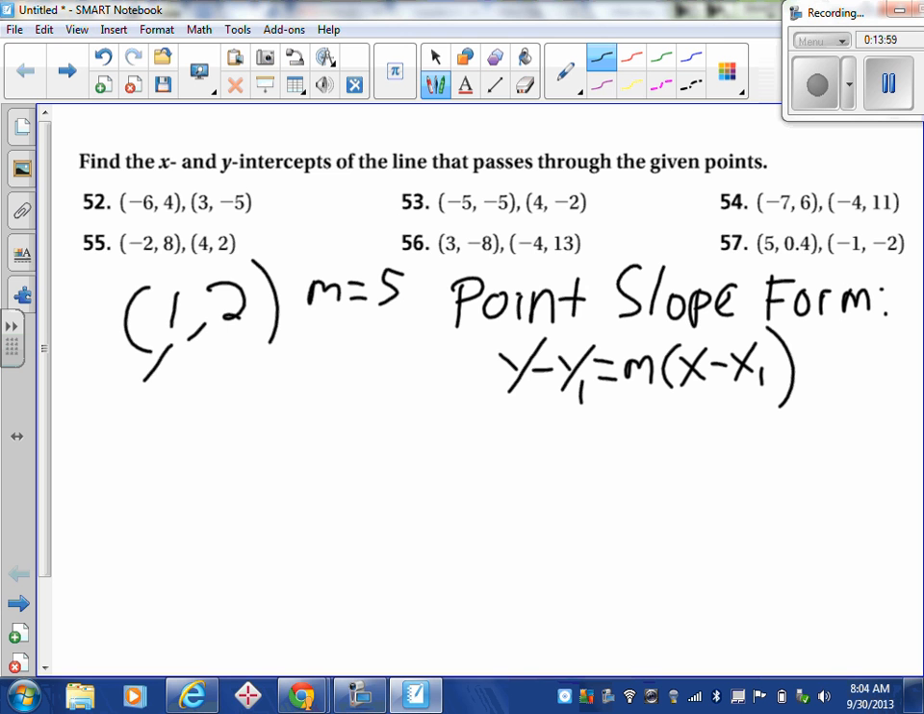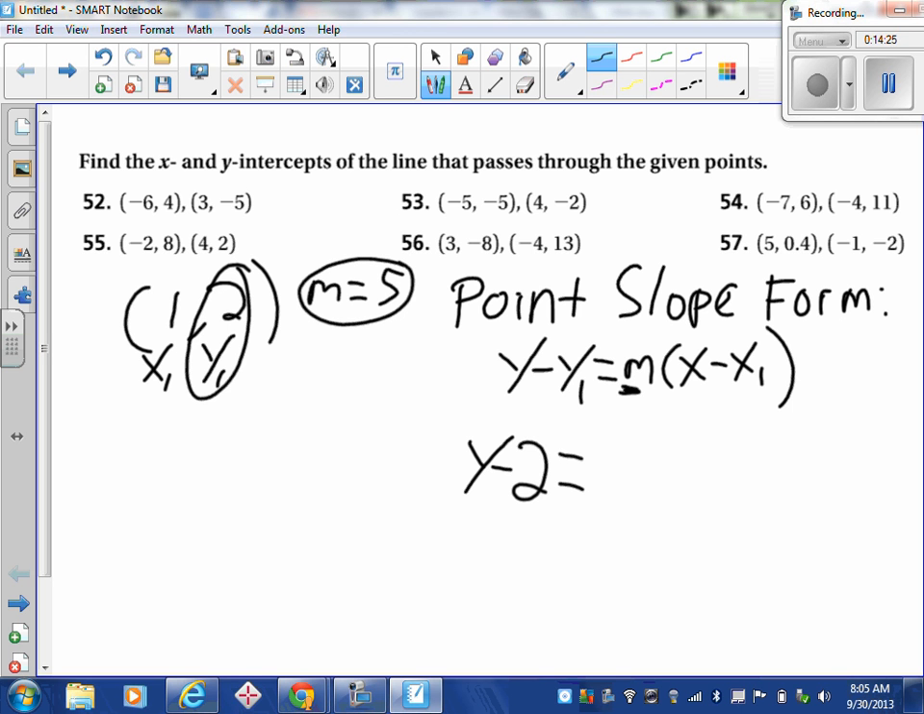This is my x1. That's my y1. So I just insert the numbers where they belong. y minus 2 equals my slope, or my m, which is 5, times x minus x1, which is right here, 1.